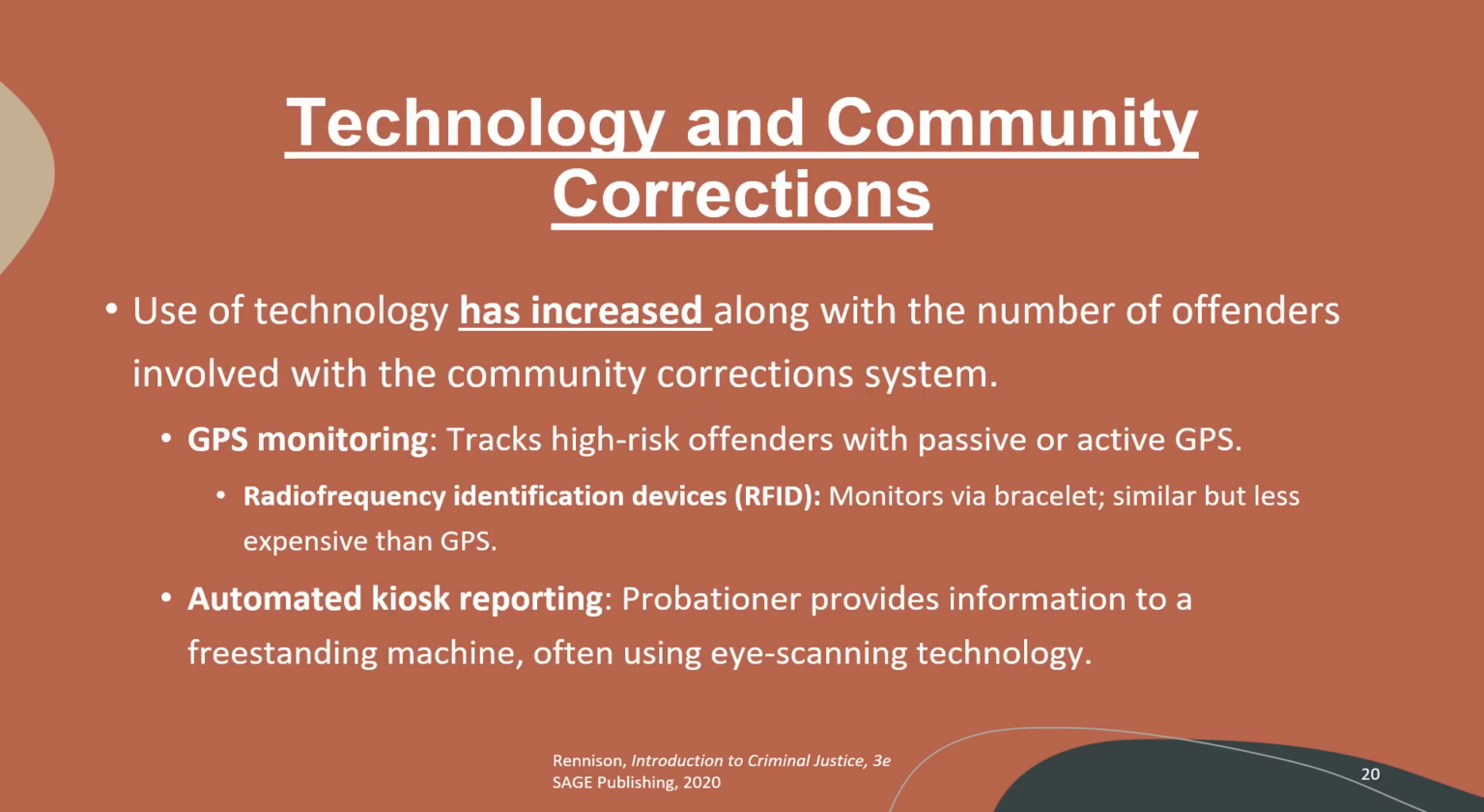And then finally, your book highlights the technology issues. Much like every other social domain in our existence today, the use of technology has increased along with the number of offenders becoming involved in community corrections. This has led to increased caseloads and not having enough people to actually supervise the offenders. So, what happens when that happens? Well, we typically will turn to technology to help alleviate some of that.